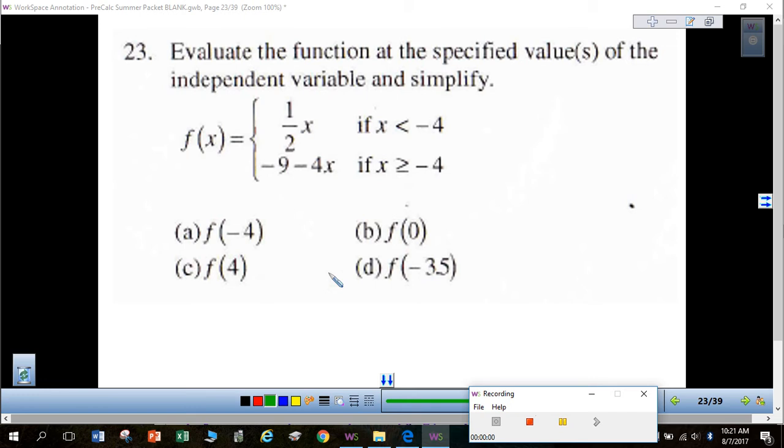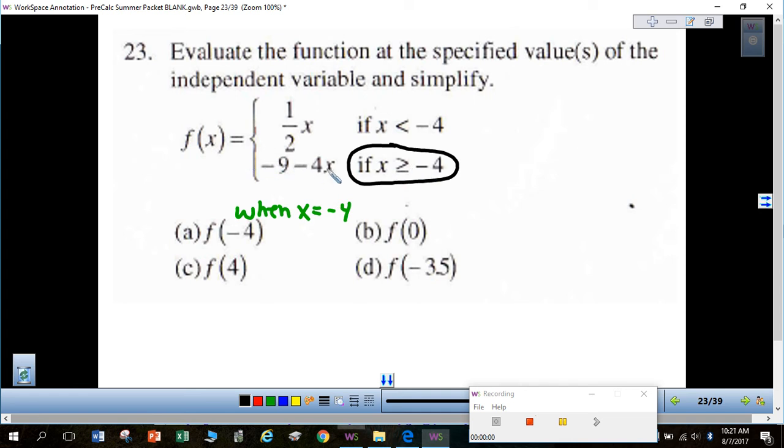We're answering four things. When it's asking us to find f of -4, that's saying what is the value of the function when x equals -4. So we need to look at that first. Then we're going to go over here, and this is going to give us a clue as to which formula we're going to plug it into. So if x is -4, that's going to fit into this category. If x is greater than or equal to -4, in this case it's equal to -4, we're going to plug it into the bottom, -9 minus 4x.